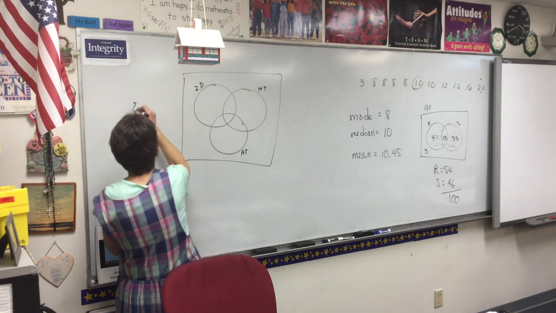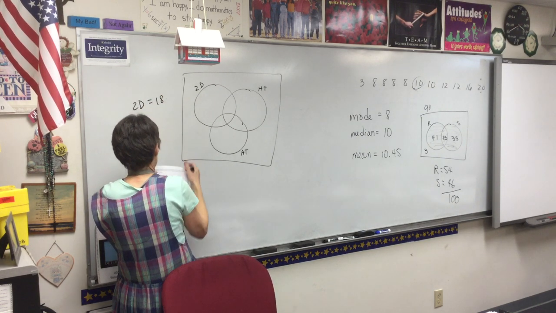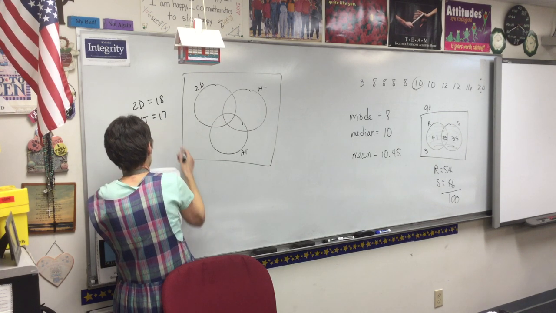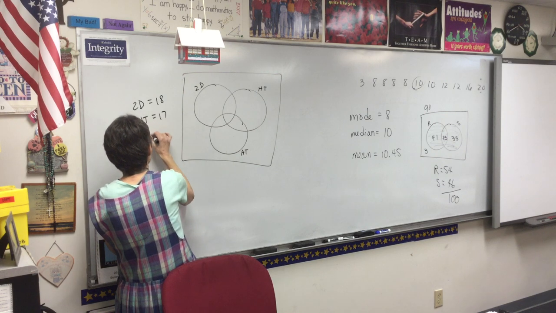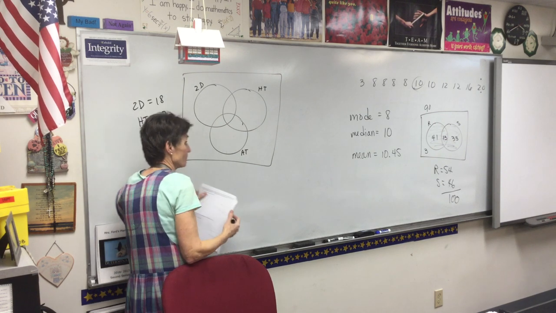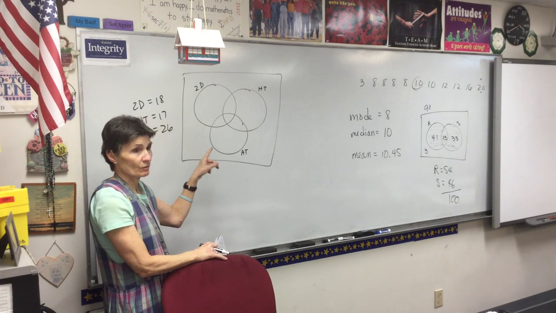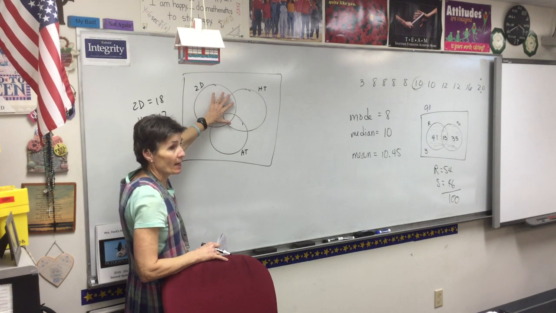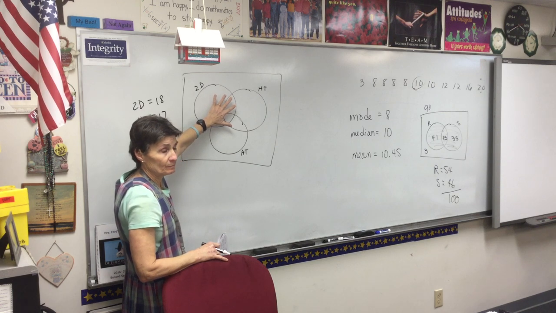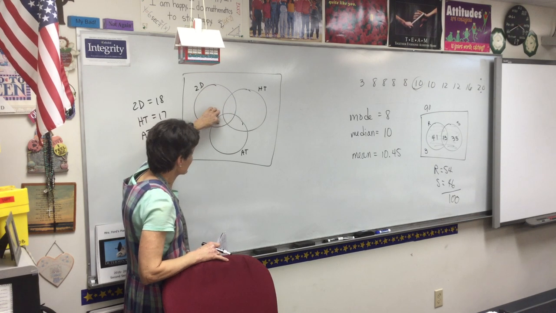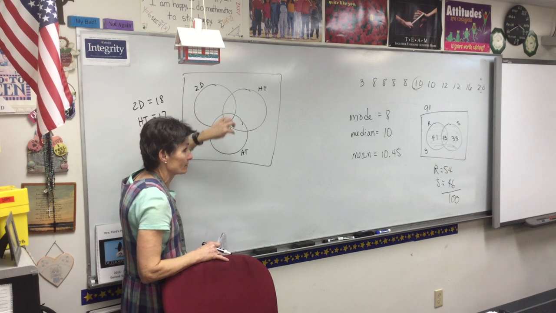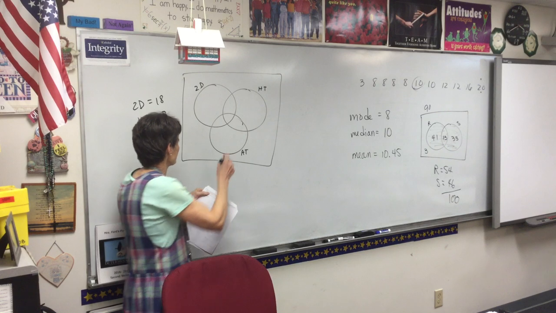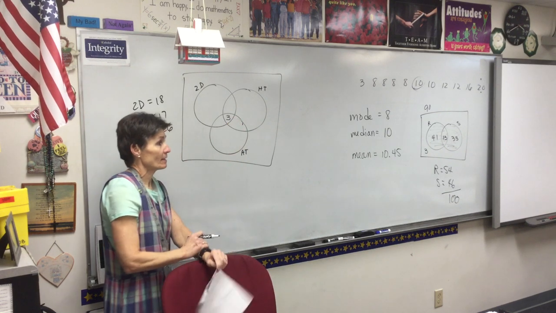Eighteen of them have two doors. 17 have a hard top. And 26 have an automatic transmission. We don't put those numbers in our circles, right? Because those numbers represent the entire thing. We can only put numbers in when we know the sections. All right. Three of the cars have all three, so that I can put in there.